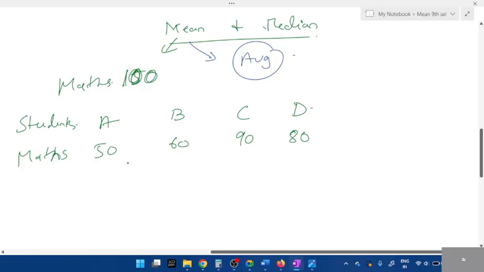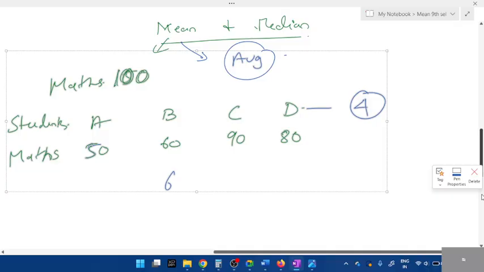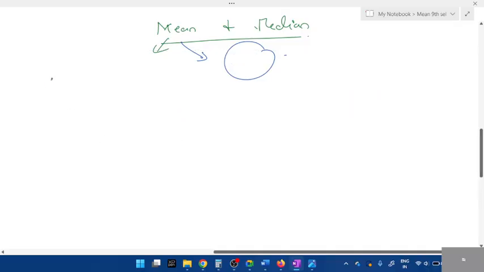Average. Fine. So total how many students are there? There are 4 students. Each student has got different marks 50, 60, 90, and 80. So the mean is just the average of these 4 things. What do you mean by average? Let me give another example. No, 1 minute. I'll just take one student, A.